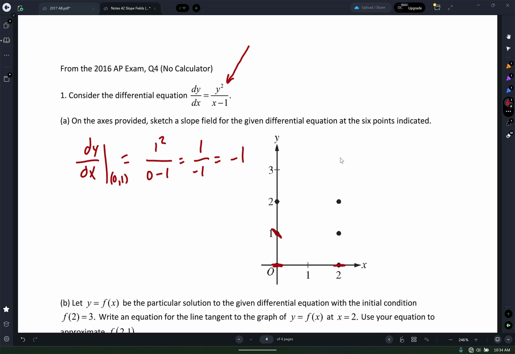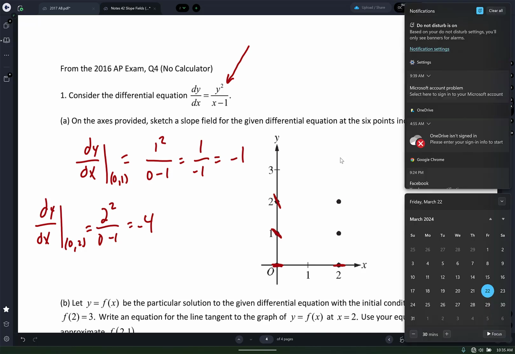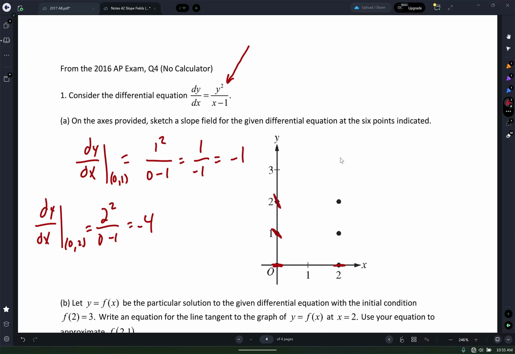Let's go to (0, 2). dy/dx evaluated at (0, 2) equals 2 squared over 0 minus 1. So I get negative 4. It's all good. So put a slope of negative 4. I need a ruler to measure. It's all relative, guys. So just make sure that it's steeper and negative. Cool or not cool?